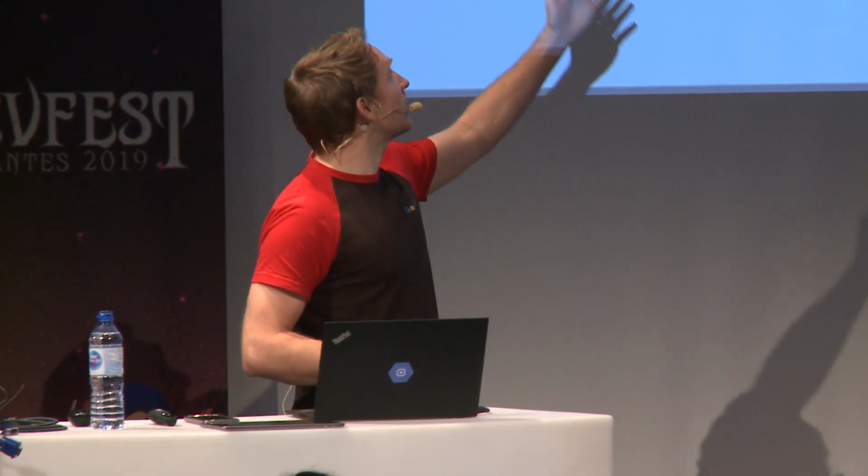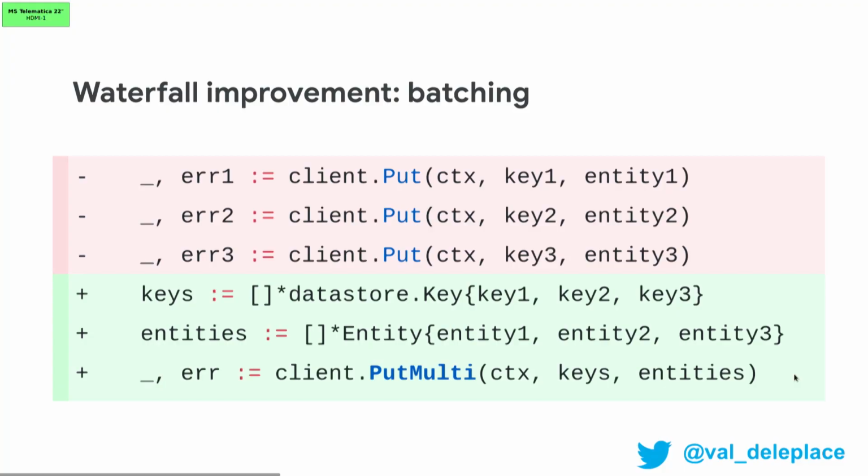This is what batching can look like when using a Go client library. Instead of 3 sequential calls storing 1 key entity per call, we prepare a slice of keys and a slice of entities. The code change is not very complex. We just need to know that it happens to make things faster.